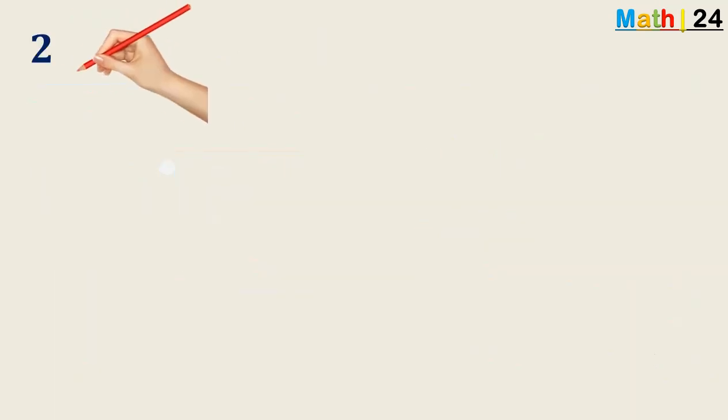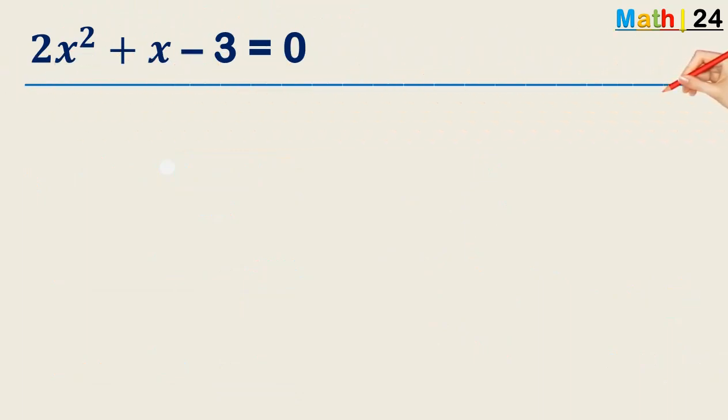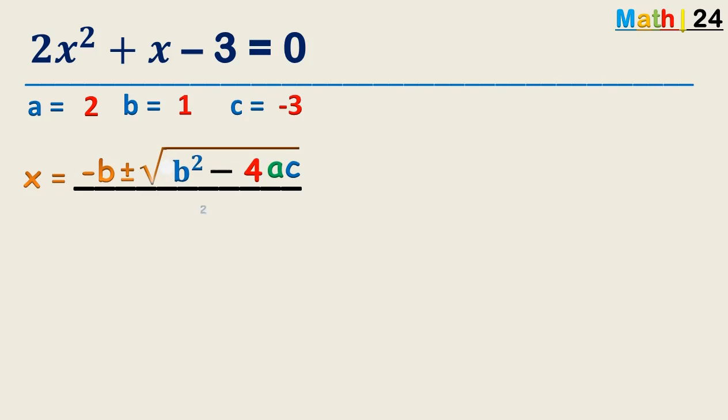Alright, let's take another example. We have 2x squared plus x minus 3 equals 0. We start by stating the values of a, b, and c. Here a is equal to 2, b is equal to 1, and c is equal to minus 3. We state the formula: x equals minus b plus or minus the square root of b squared minus 4ac, all over 2a. We substitute the values in this formula, b is equal to 1.